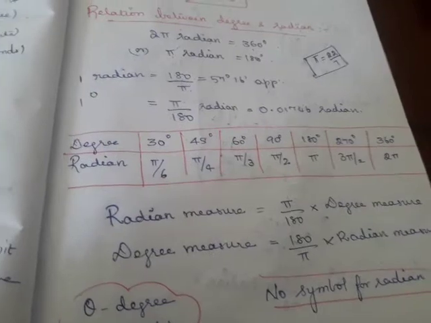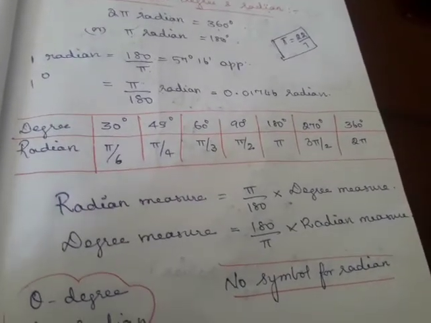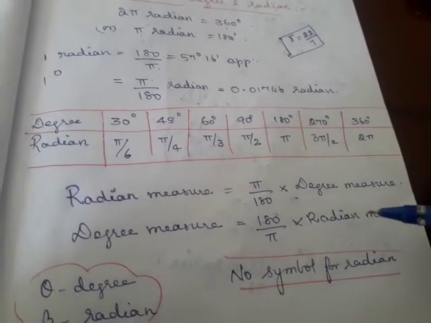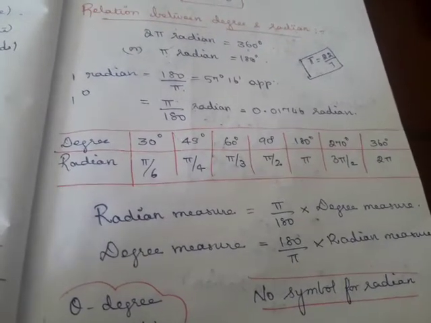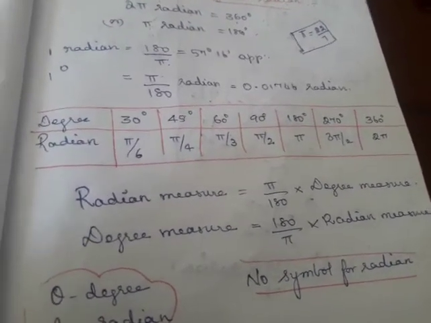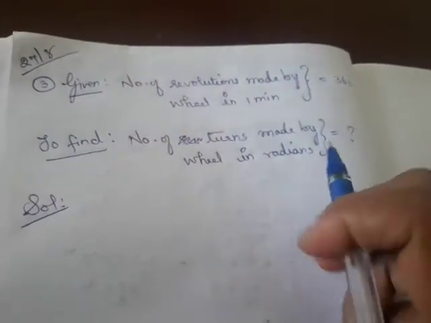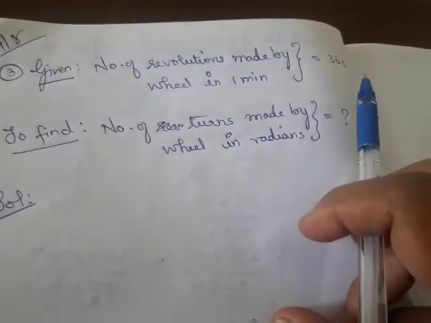And we solved a few problems in the last class, converting degree measure to radian measure and radian measure to degree measure. We have done a few problems using these formulas, right? So in today's class, let us go ahead with the remaining problems in the first exercise. So the third question in exercise 3.1, what is given in the question? The number of revolutions made by a wheel in 1 minute is 360.